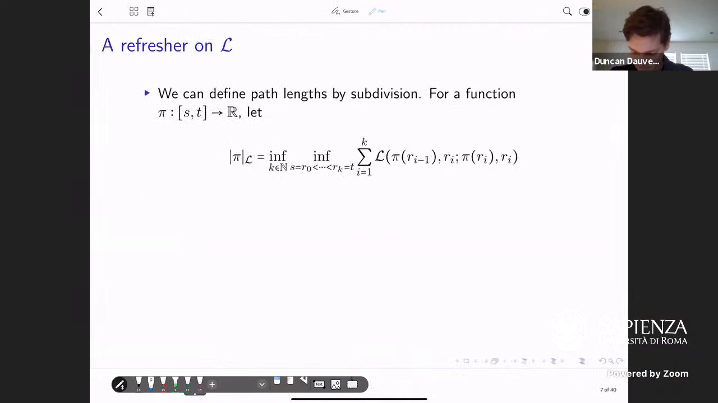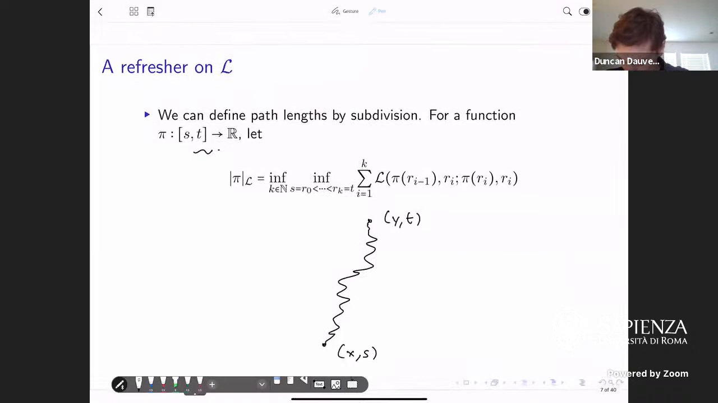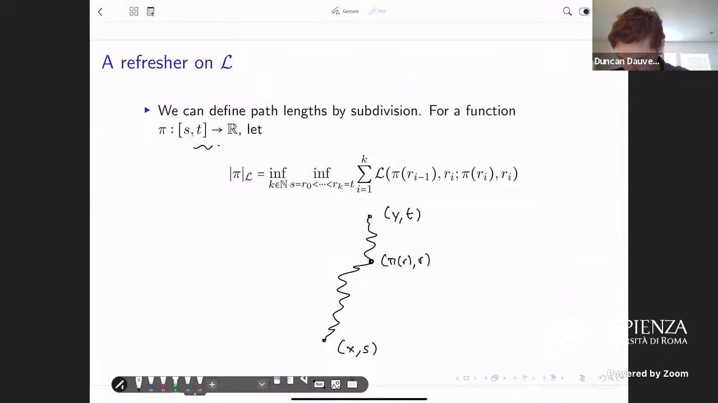Another thing that Balint mentioned is that you can define path lengths and geodesics in this space. We can define path lengths by subdivision. So what is a path going to be in L? Because I can only move forward in time, I can think of my paths as functions taking in a time coordinate and spitting out a spatial coordinate. So this point here is, say, the point pi of r, comma r, and this would be maybe pi of t, comma t. I'm drawing the graph of my path, but with the usual coordinates for the graph inverted.